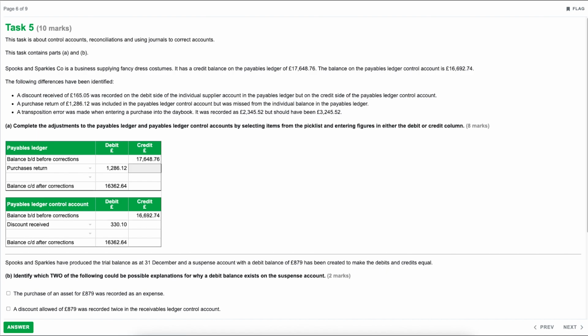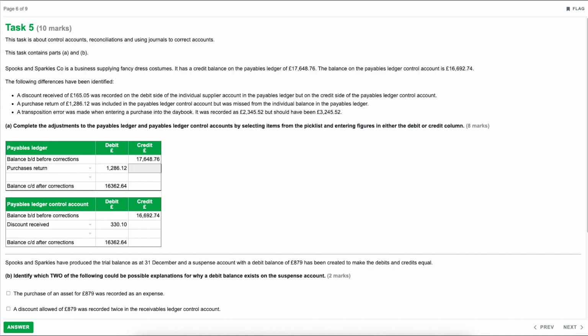So we've credited the account. It doesn't say anything about putting it on the wrong side, but we've put it in too low. So all we need to do is credit both of these accounts for the difference to bring it up to what it should have been entered in the first place. So to get the amount, first do the difference between our two figures. So our £2,345.52 and our £3,245.52. And that gives you a difference of £900.